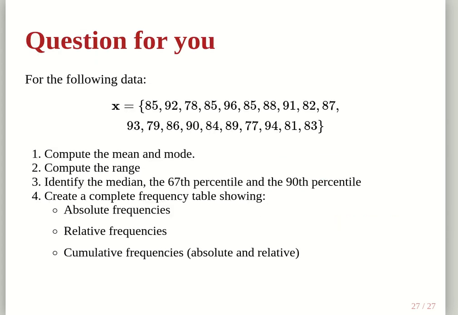All right, and here is the question for you for today's lecture. You are given this fictional vector of data. There are, I think, 20 observations here. You have to compute some summary statistics and build a complete frequency table that shows all types of frequencies. Please remember that because this is a numerical variable, we don't really report frequencies in terms of unique distinctive values that we find. Instead, what we do is we find meaningful ranges.